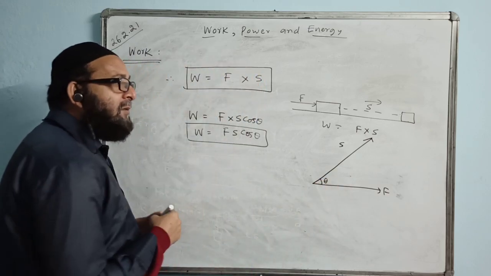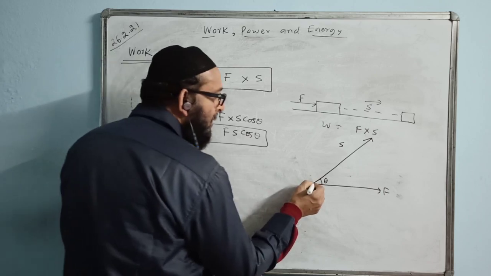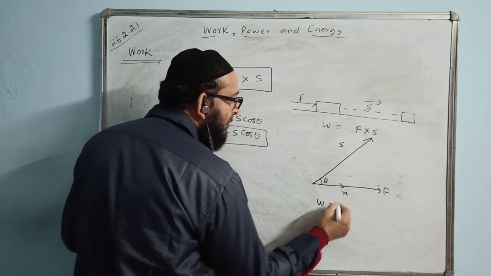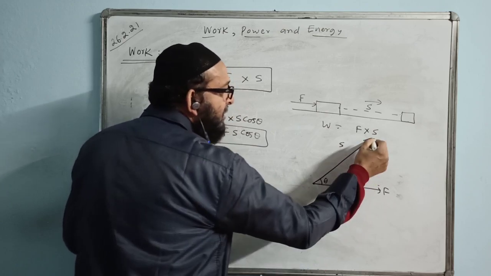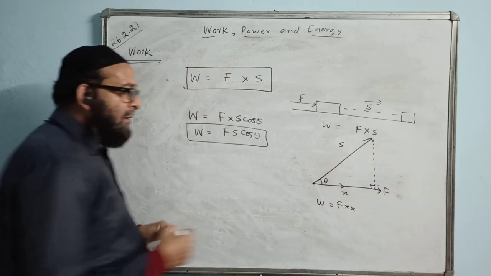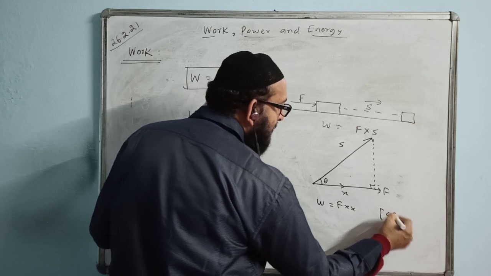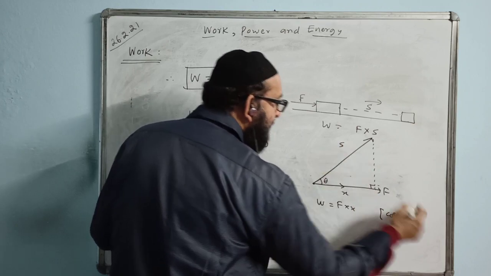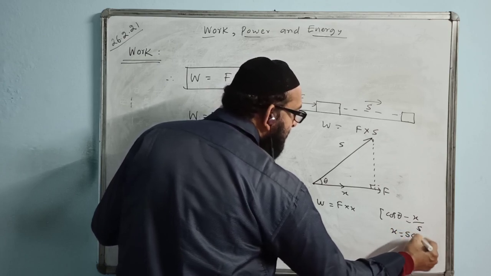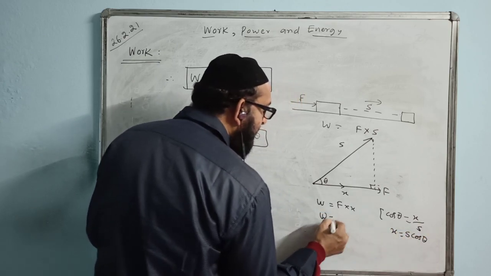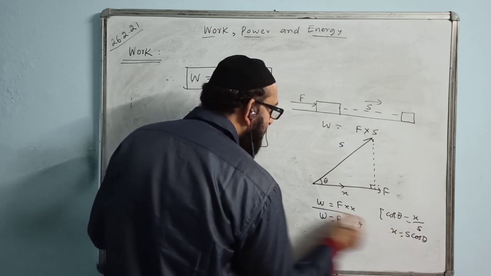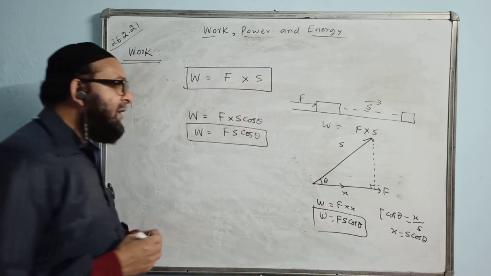Then we'll check how much is the value of work done. Suppose the displacement in the direction of force is X. So first I have W is equal to F into X. I am using trigonometry. I draw a perpendicular and change it into a right angle triangle. Now I write cos theta. Cos theta value is base by hypotenuse, so we write X by S. The X value will become S cos theta. That value I put here. So the formula becomes work done is equal to F S cos theta.